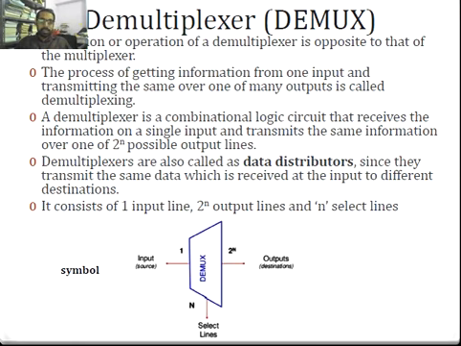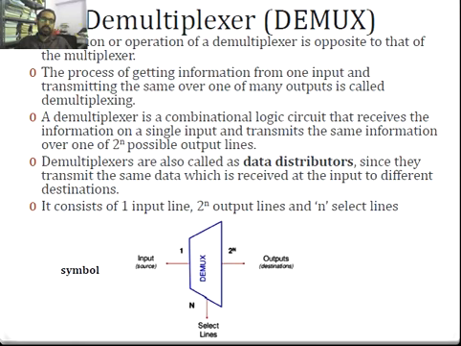Demultiplexing is the process of taking the information from one input and transmitting it over one of several outputs. The demultiplexer has a digital circuit quite similar to the decoder, except that it has a single input line and select lines to determine the output line for the data transmission. In that respect it is different from a decoder. So this is called a data distributor.